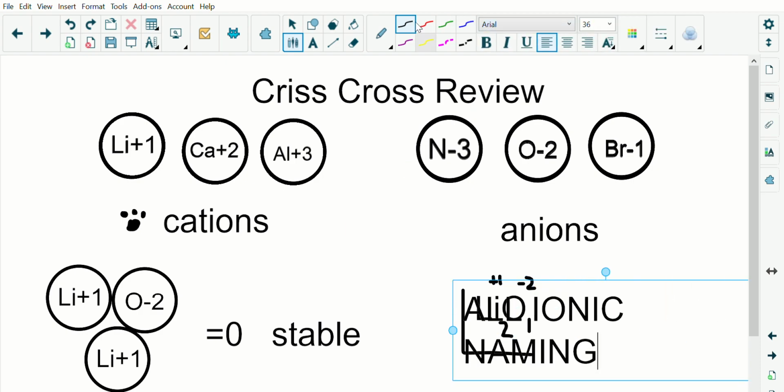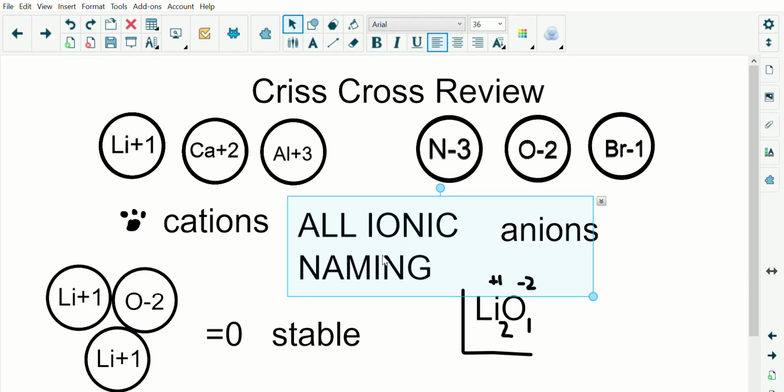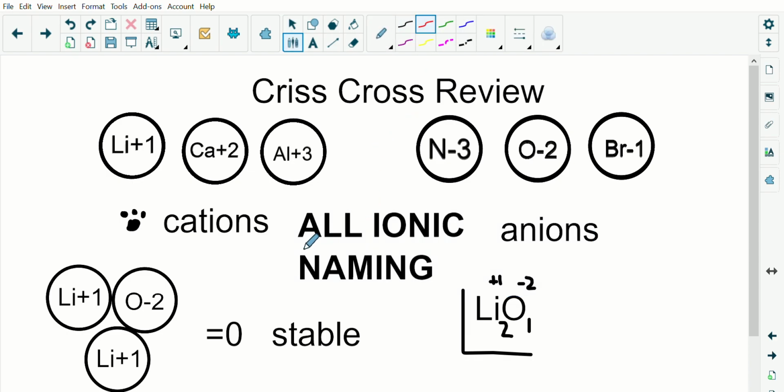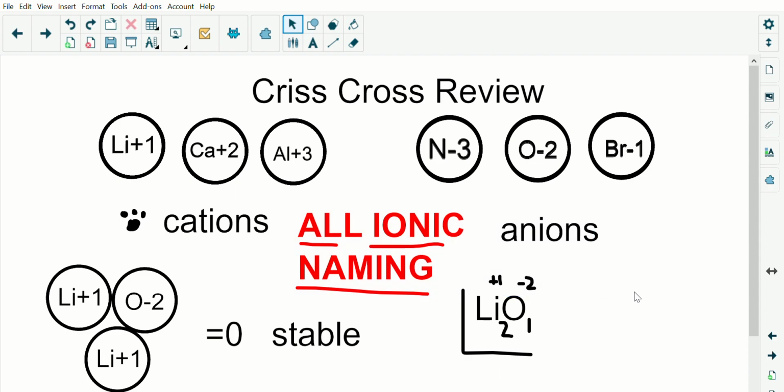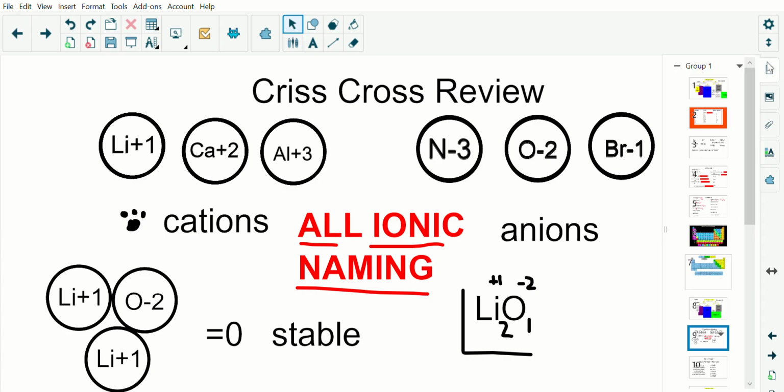So if you need to go back to this, please, at your leisure, feel free. And I'm going to stress this a little bit so you know just how important this is. Having a stable chemical is important. If it's not stable, it does not work. So let's jump into some problems.